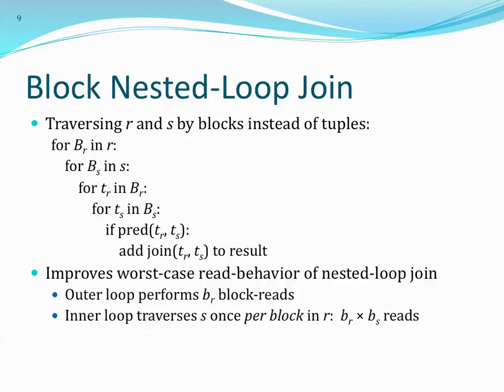Worst case read behavior of nested loop join. So now the outer loop performs B sub R block reads, and we're only traversing the inner loop once per block as opposed to once per tuple. So we've cut out a huge number of seeks and reads by doing this.